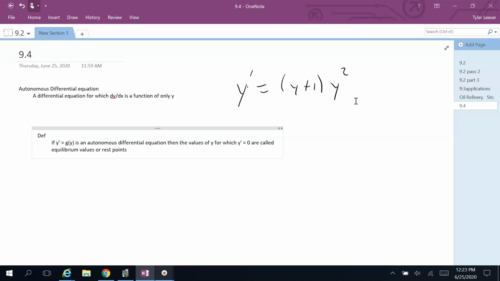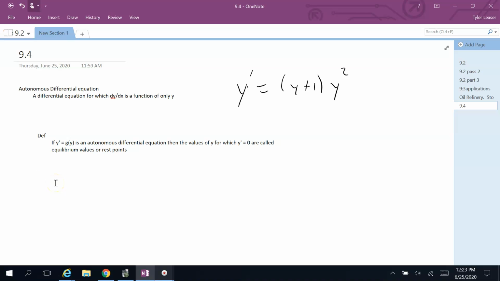A good example would be something called terminal velocity, if you've ever heard of that. If something is falling and there's air resistance, eventually it's going to reach what we call terminal velocity, which means it's never going to get any faster or slower. It's just going to stay the same speed. That's called an equilibrium value because once you're at terminal velocity, you're not going to change. So that's just an example of what we're talking about here by equilibrium values or these rest points.